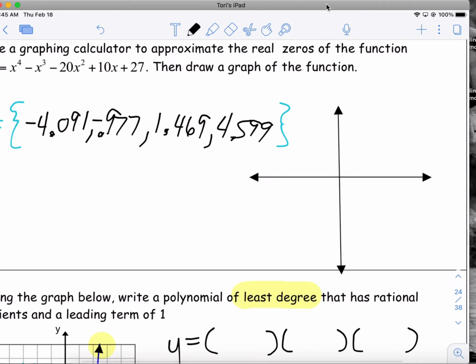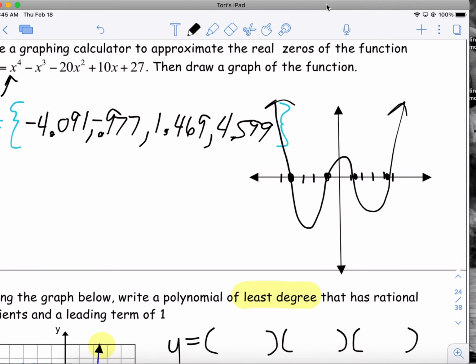So it is quartic. It does have a positive leading coefficient out here in the front. So we're going to hit 1, 2, 3, 4, 5. We're going to hit at about -4, at about -1, about 1.5, and then at about 4.5. Okay, and I'm not making this any bit super fancy. We're just going cross, cross, cross, cross. Okay.